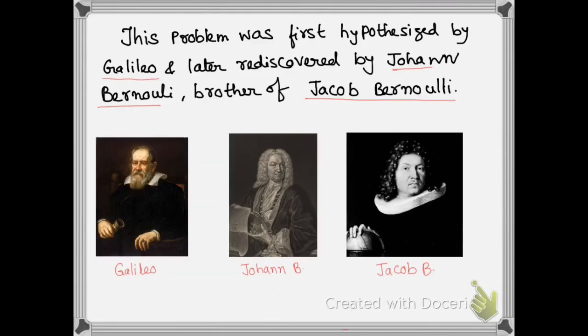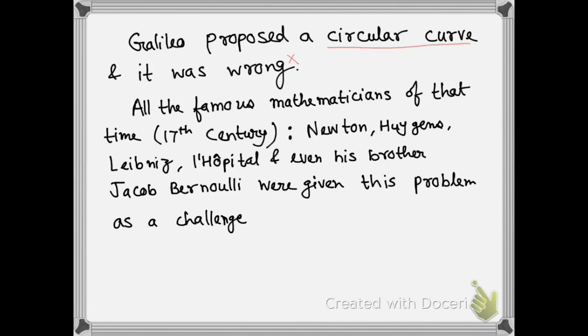This problem was first hypothesized by Galileo, and later on it was rediscovered by Johann Bernoulli, who was the brother of the famous physicist and mathematician of that time, Jacob Bernoulli. The answer that Galileo proposed was that it will be a circular curve, and while in our solution it looks like a circular curve, it was not a correct solution.